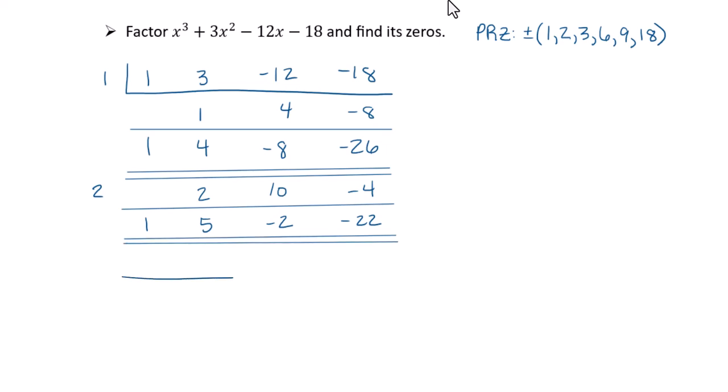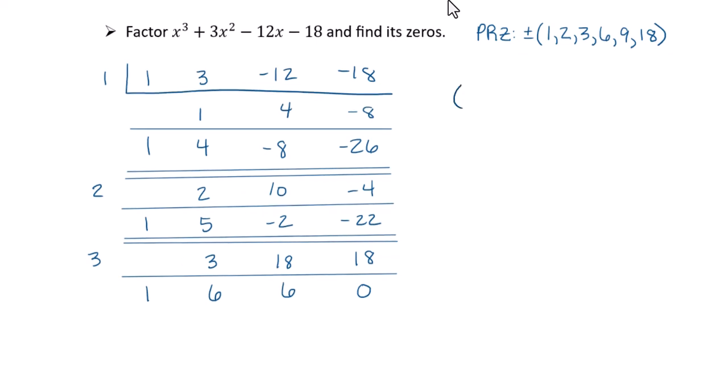That would be 3. Carry down the 1. 1 times 3 is 3. 3 and 3 is 6. 3 times 6 is 18. Negative 12 and 18 is 6. 3 times 6 is 18. And negative 18 and 18 is 0. All right, so I now have this factored to x minus 3 times x squared plus 6x plus 6.